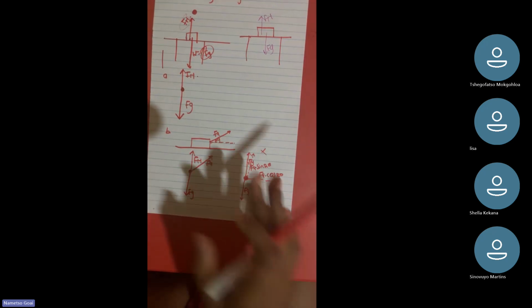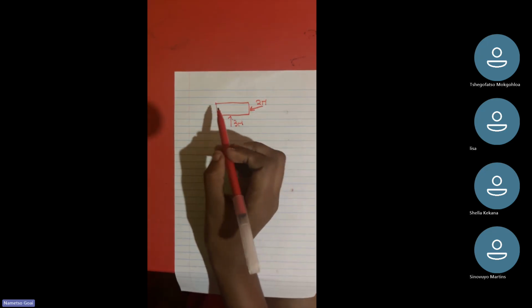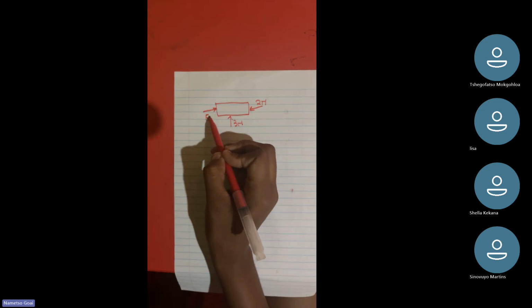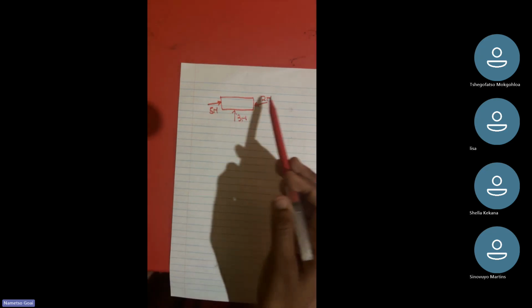Now let's try and do one. Let's say you have a box that's floating in air. It's floating in air. So you have 3 N, 2 N, 5 N. These are all the forces acting on the box. One is going that way, then another one going that way, and then the other one going that way. This box, remember I said it's floating.